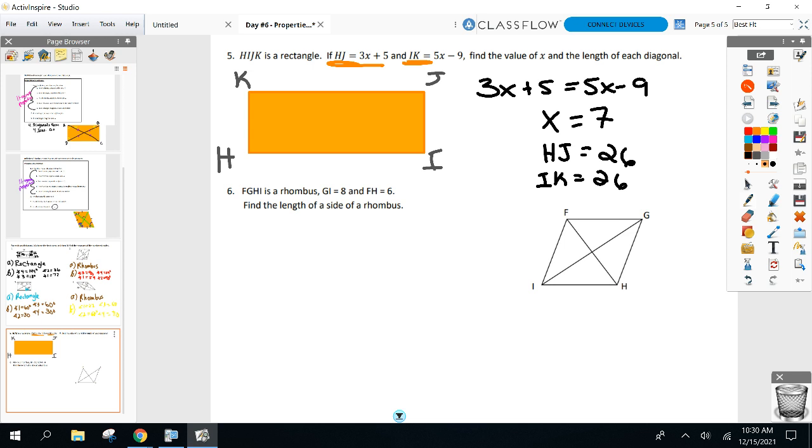So GI is 8. They bisect each other. Everyone all right with 4 and 4? And what else? What can I put on the other two? 3 and 3, right? All right, we're getting somewhere. Still got to find a side, though. What else do you know about the diagonals? They were perpendicular, so I have a right angle. Oh! Looks like I got a right triangle here. How many sides do we know in this right triangle? 2. And you need to find the third side.